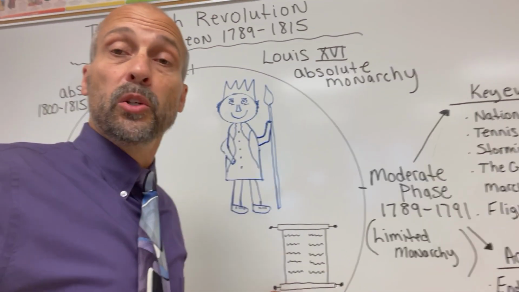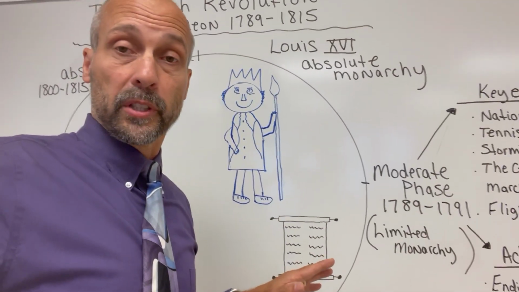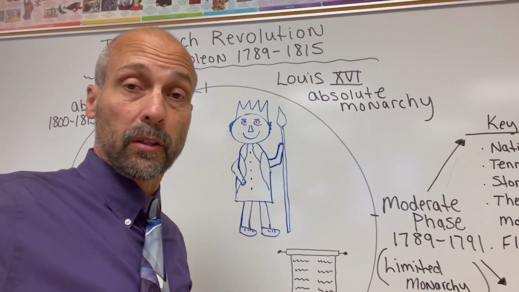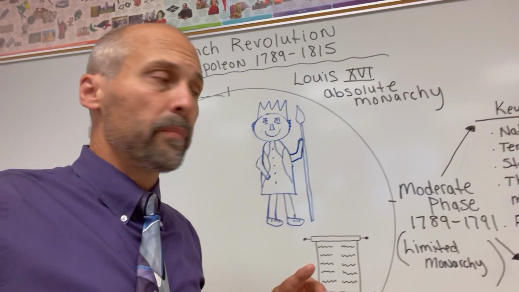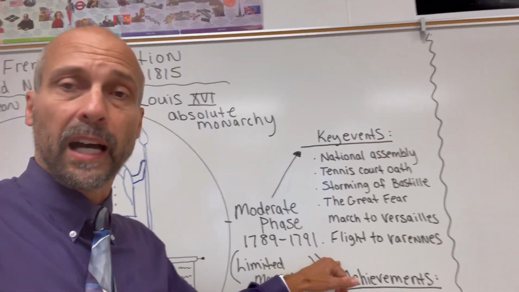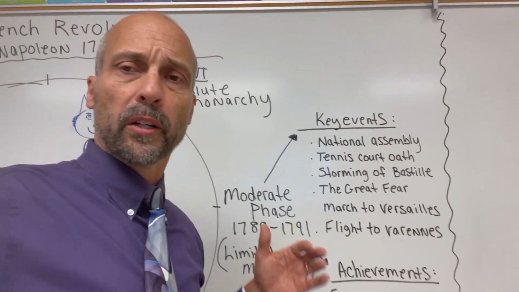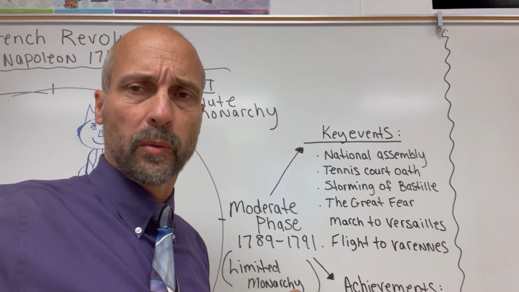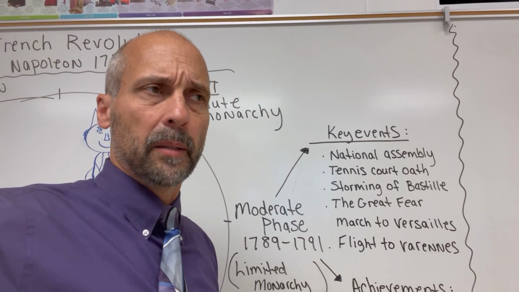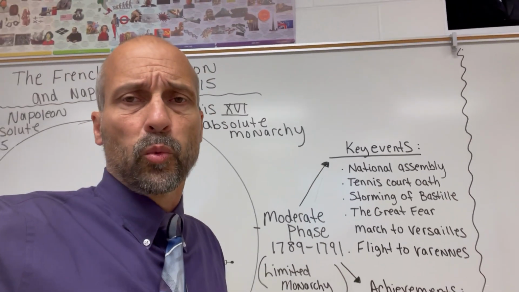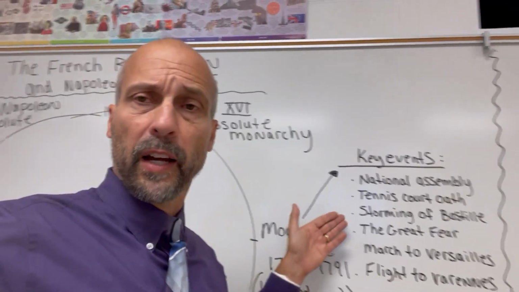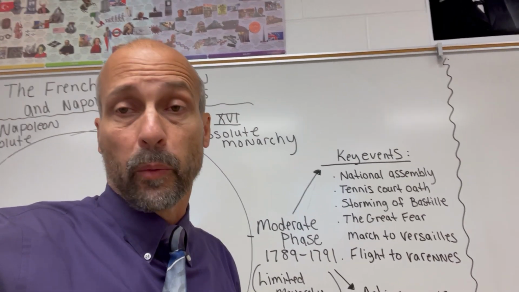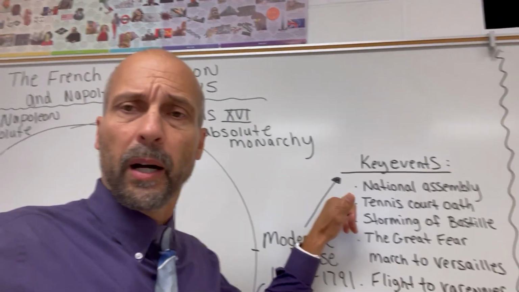So look, you could draw a lot of symbols in here. There are a lot of events, a lot of symbols that you could use to represent the moderate phase. And so what we're going to do, and I wrote some of those events down here on the board, is we're going to look through some of the key events that made up the moderate phase of the revolution, some of the things that we talked about in class. And yeah, we'll just take those one at a time and give a brief explanation and kind of summary of those events and why they were so important. So the first thing we talked about was the National Assembly.